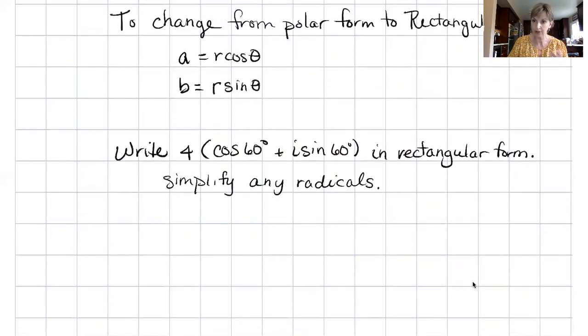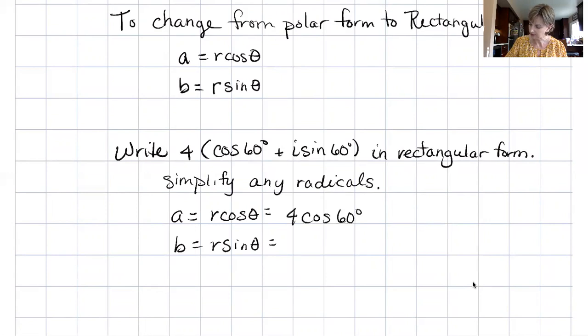Okay, so we're going to use our little equations there where a is going to be r cosine and b is r sine, where a is going to be the real part and b goes with the imaginary part. Our r is 4 and our angle is 60 degrees. So we're just going to plug in what the cosine of 60 degrees is and the sine of 60 degrees.